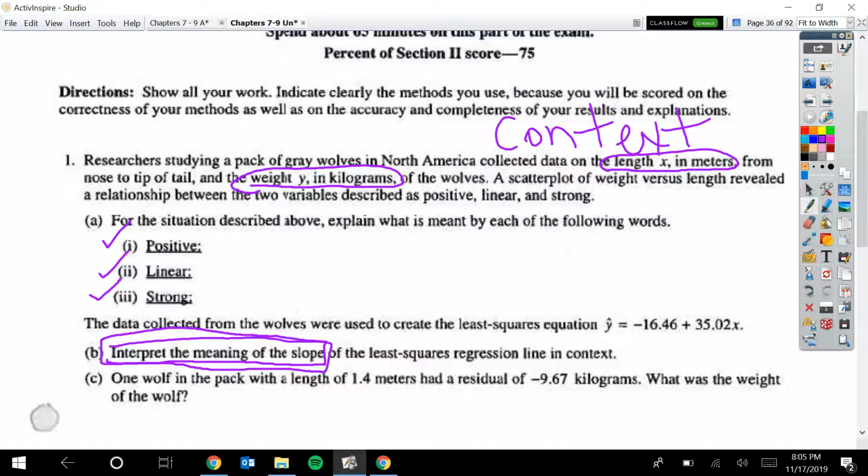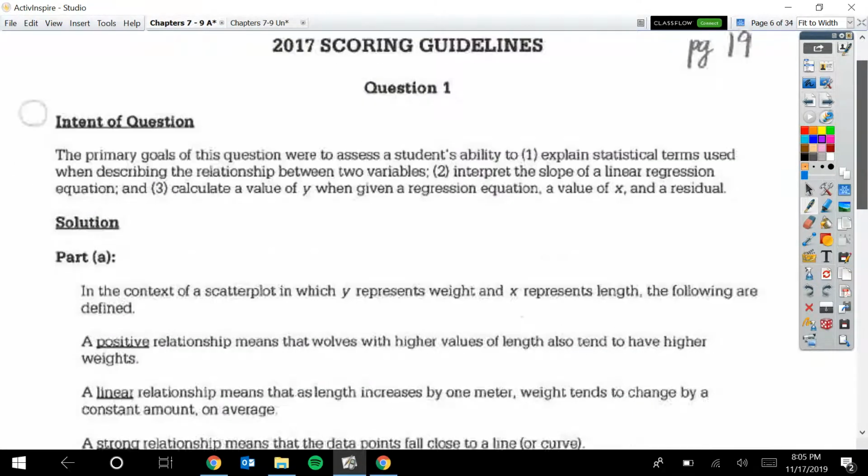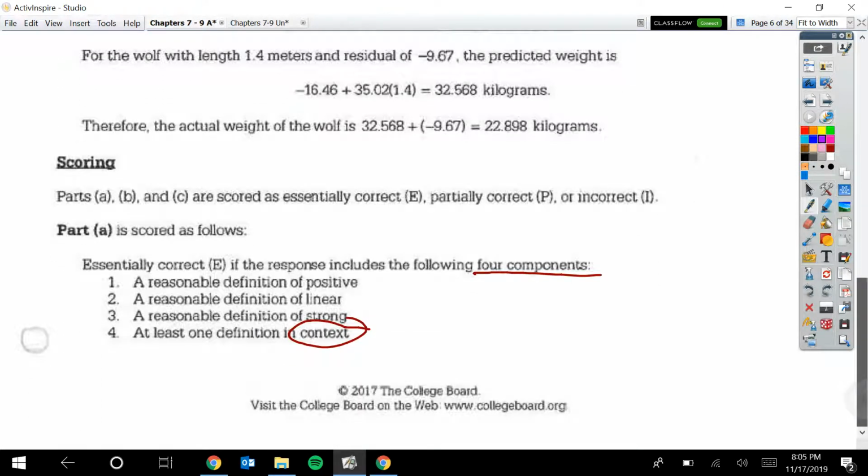But let's go on and look at the grading guidelines because they were really clear on what they accepted and what they did not accept for these 3 words. So let's take a look at that. So for positive, here's what you had to do to get essentially correct. You had to give a correct description of positive, linear, and the strength and context. So you had to do all 4 of those things to get an E.